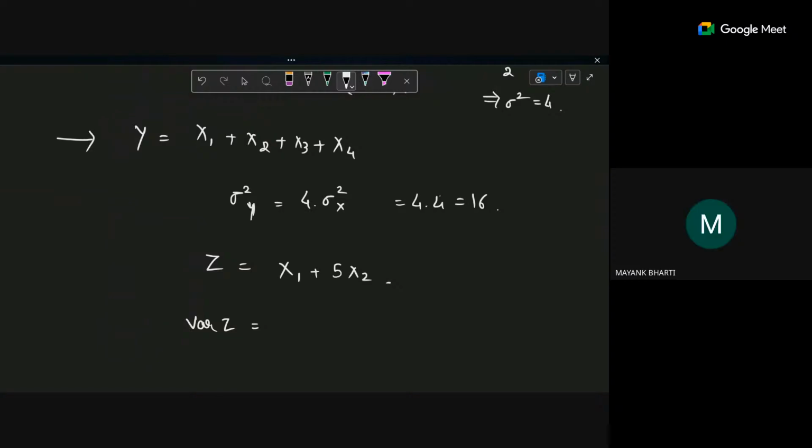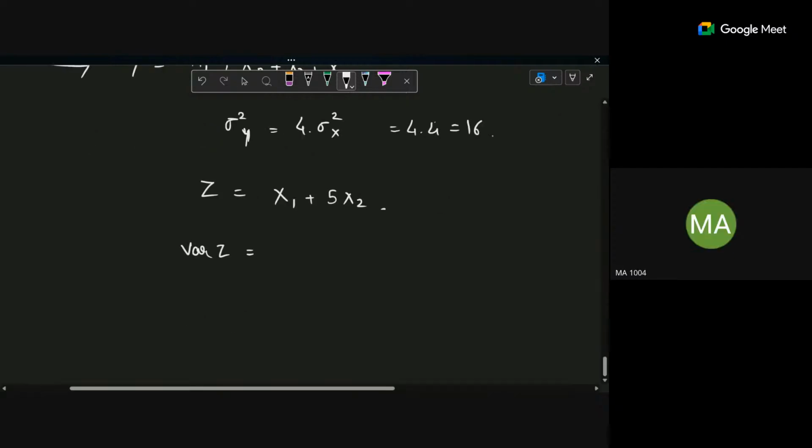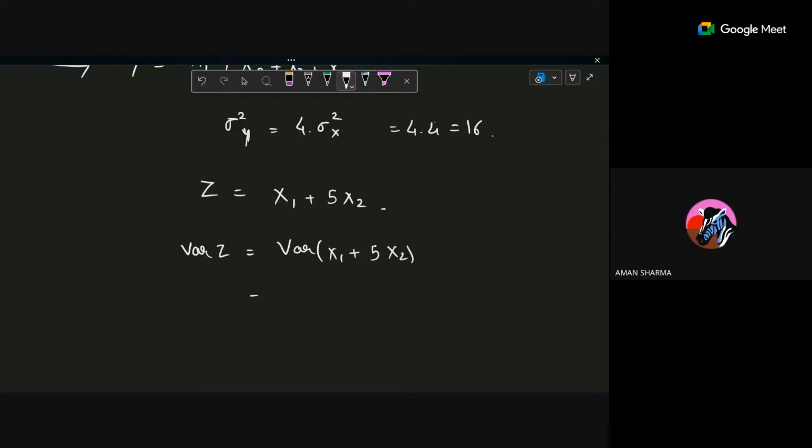Variance of x1 plus 25 times variance of x2. Yeah, but just let me tell one more thing. If you are taking the variance of x1 plus 25 times variance of x2, is it possible to separate it? It is possible, but they should be independent.